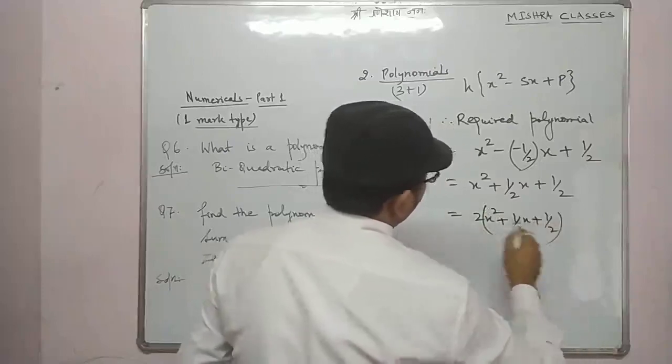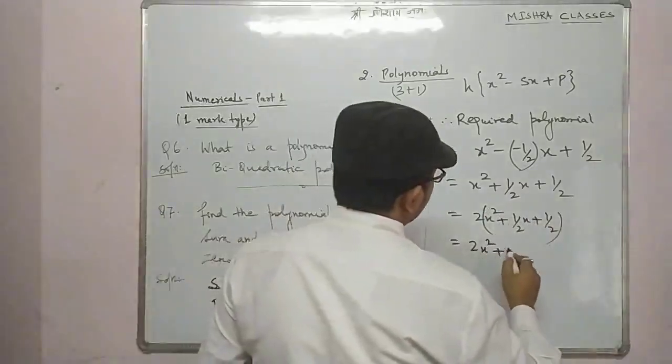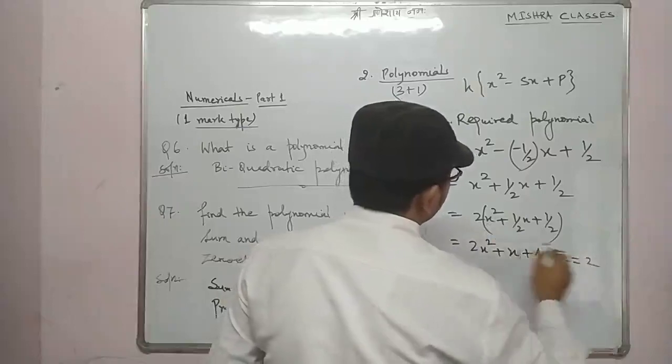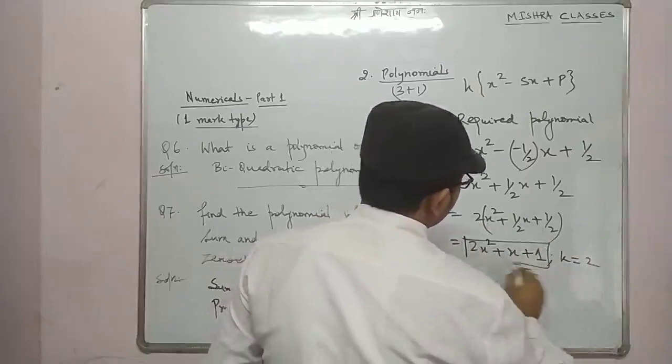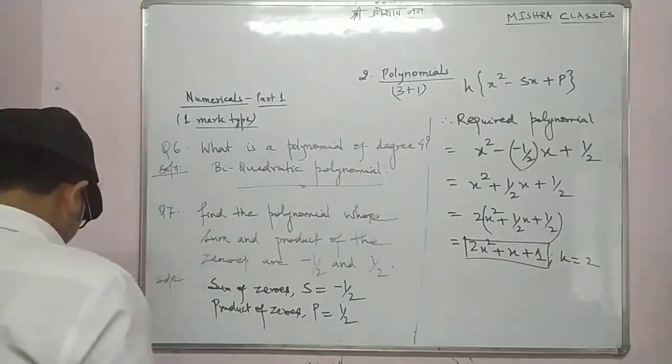If we multiply throughout by 2, then it will become what? 2x square plus 2 will get cancelled, plus 1. Now here what will happen? K equal to 2. This k equal to 2, no? When we are multiplying, then we are getting like this. So 2x square plus x plus 1.